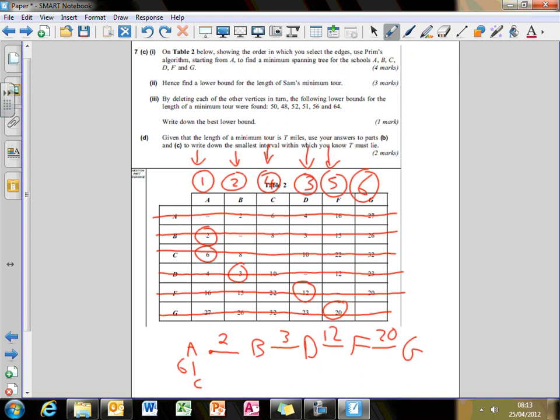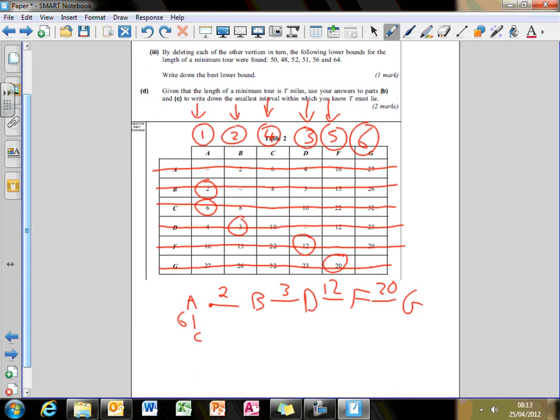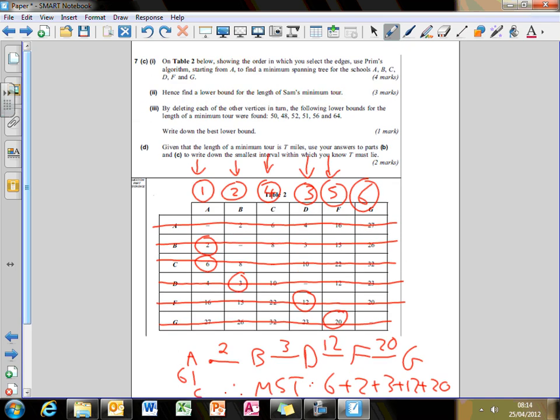So the question is asking me to find a lower bound. This is going to be 7 marks in total for the lower bound. So the minimum spanning tree weight, I need to add those numbers together. 6 plus 2 plus 3 plus 12 plus 20 gives me, what does that give me? 8, 11? I think it's 43. Yeah, 43. So that's what I've answered there, just so we're crystal clear. That's all of C part 1.